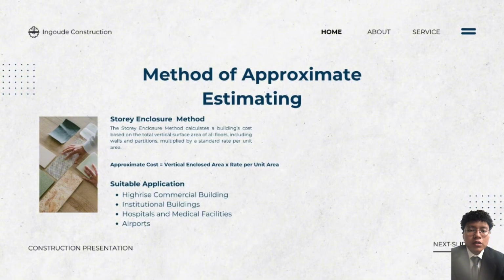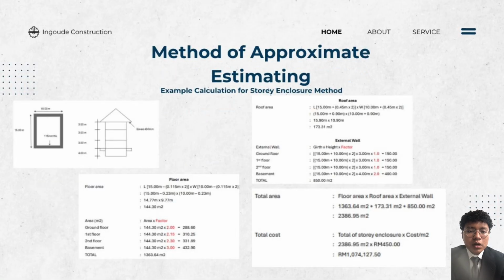Lastly, we continue with the story enclosure method. This method calculates cost based on the total vertical surface area of all walls and partitions multiplied by a unit rate. The story enclosure method is mostly used for high-rise commercial building projects, institutional building projects, hospital projects, and airport projects. It works well when floor-to-floor height varies and gives a better idea of enclosed construction costs, especially in high-rise projects.